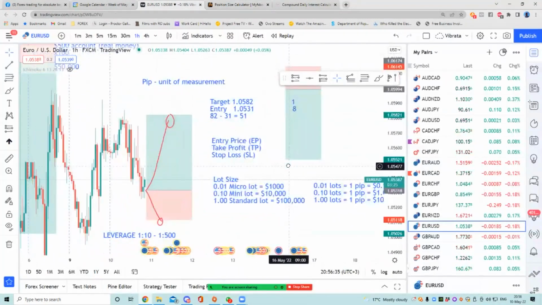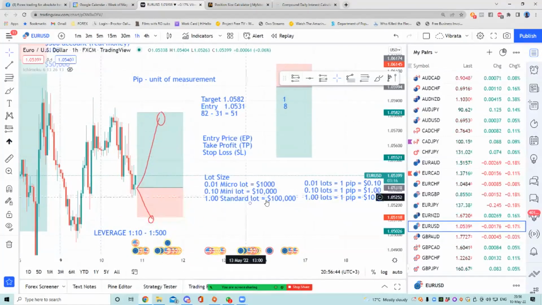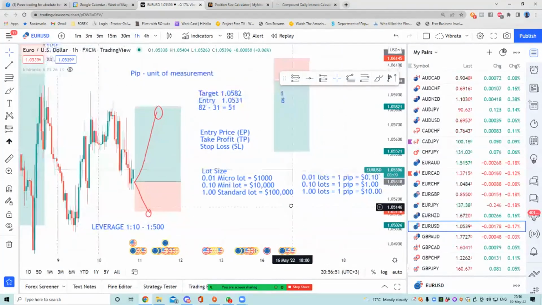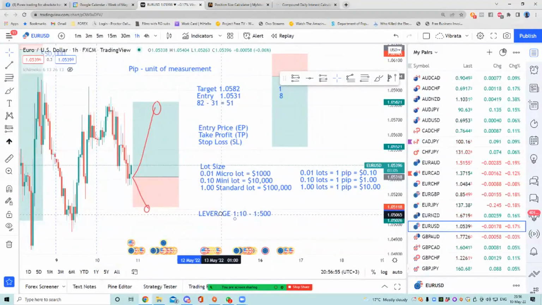So this evening we covered the important points for taking a trade. We covered what a pip is in general. We covered the lot size. We covered how to calculate the lot size to make sure that you're not risking more than you should. And we covered the all-important question of leverage.